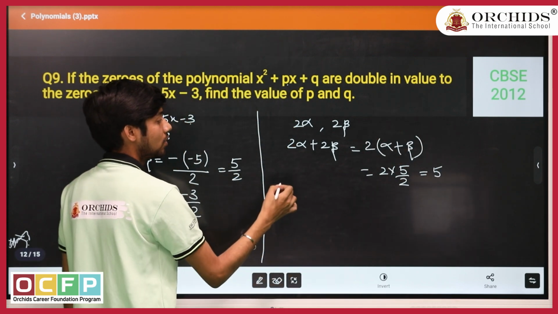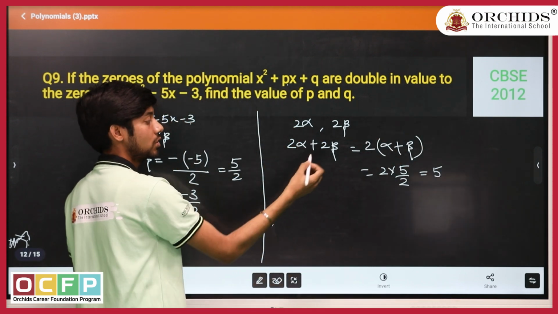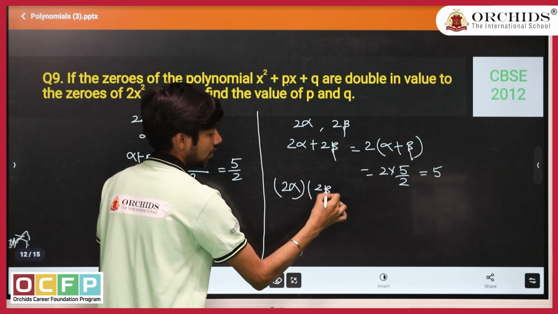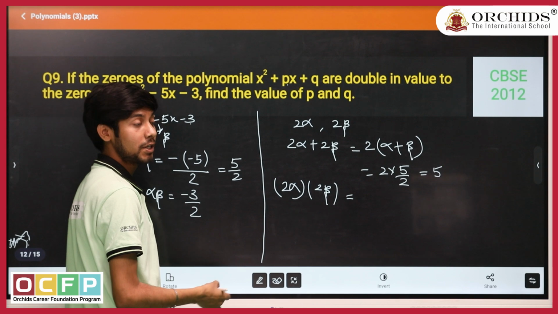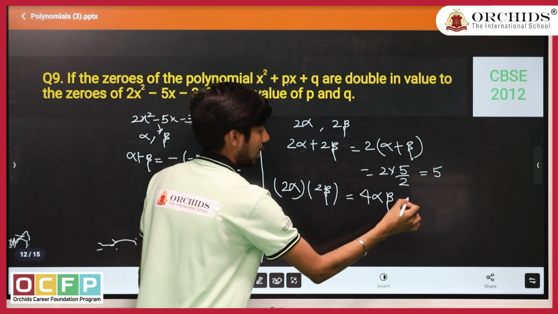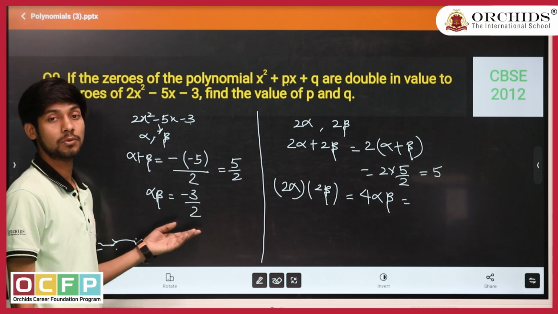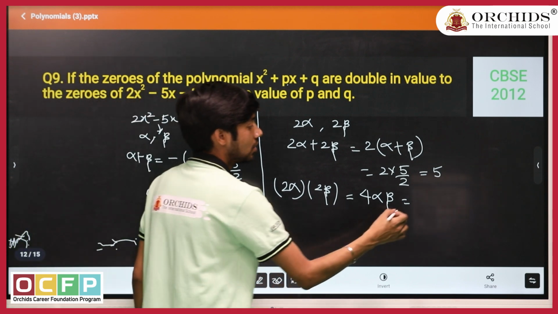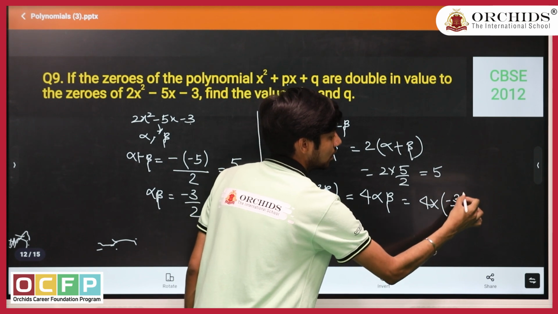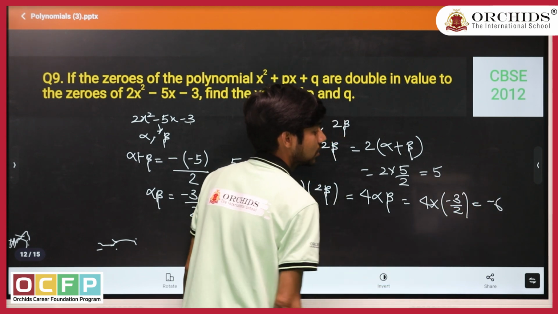Similarly, we can find out product of these new zeros, that is 2 alpha into 2 beta. We can write 4 alpha into beta. And we know the value of alpha into beta is equal to minus 3 by 2. Just put it there. So we'll get 4 into minus 3 by 2. It is equal to minus 6.